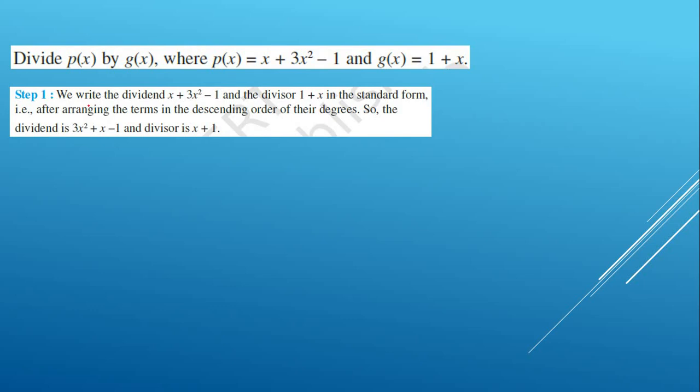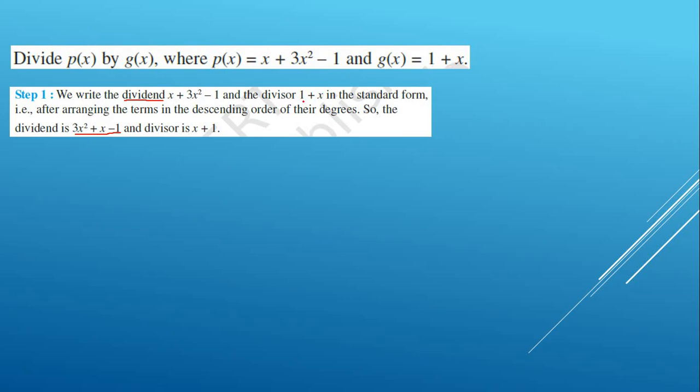Step number 1: the dividend polynomial we have to write in the descending order of the exponent of the variable term. Since the first term has degree 1 and the second term has degree 2, we will write it as 3x² + x - 1. Similarly, we will set the divisor polynomial also. The divisor polynomial is 1 + x.